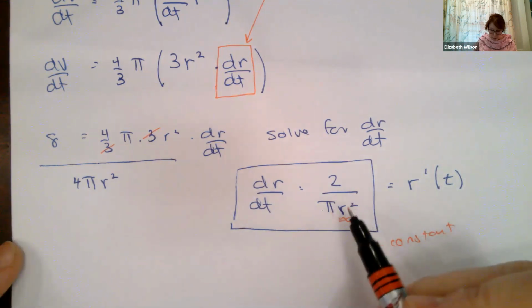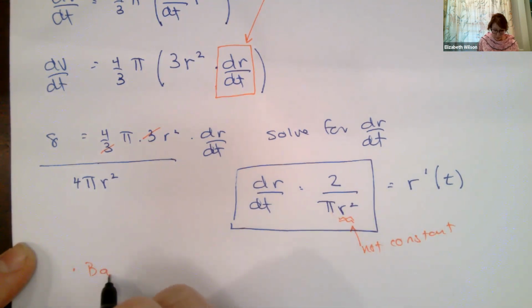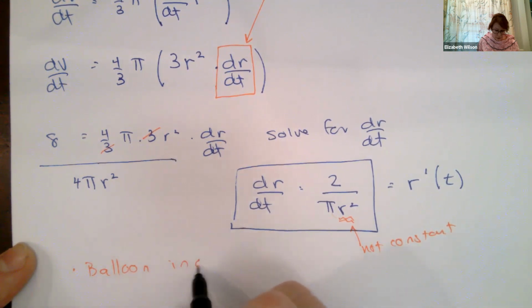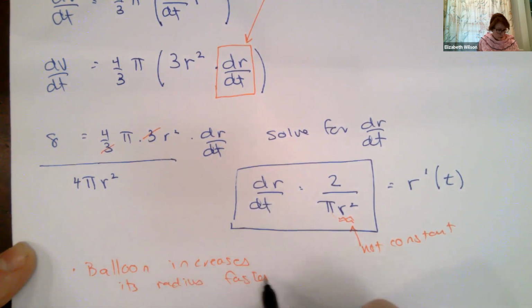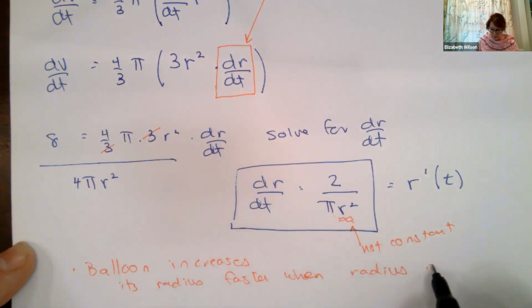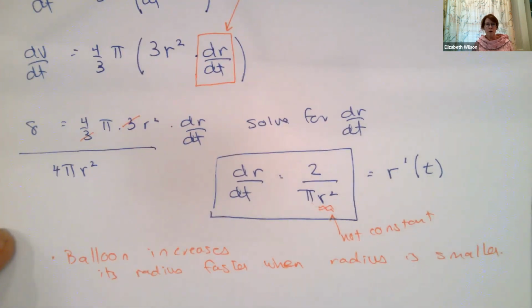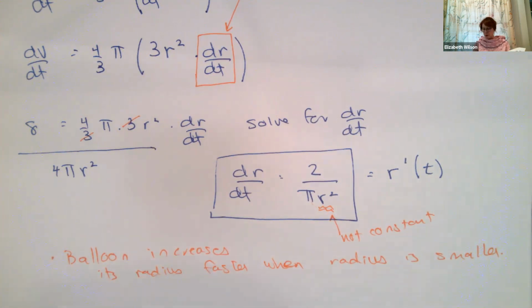Let's write this down. That means that the balloon increases its radius faster when the radius is smaller. When I divide by a small number, I get a big number. But when I divide by a big number, 2 over 10 million, that's a really small number. So this is how you want to think about it. It's not constant. Okay, so that's our balloon equation.